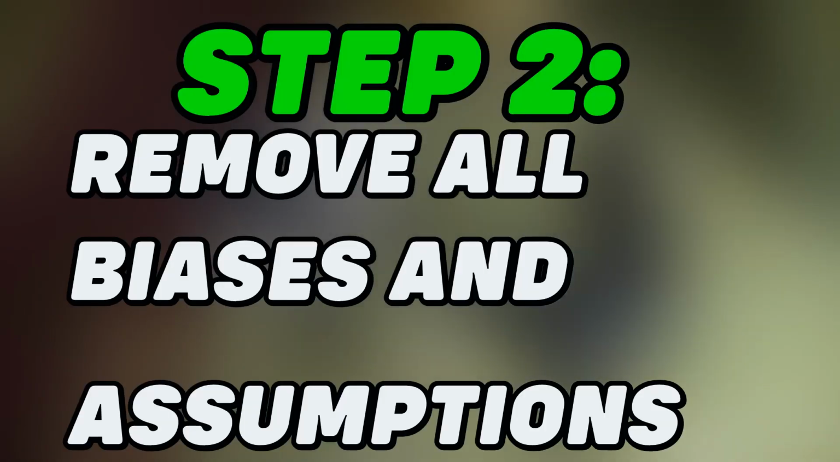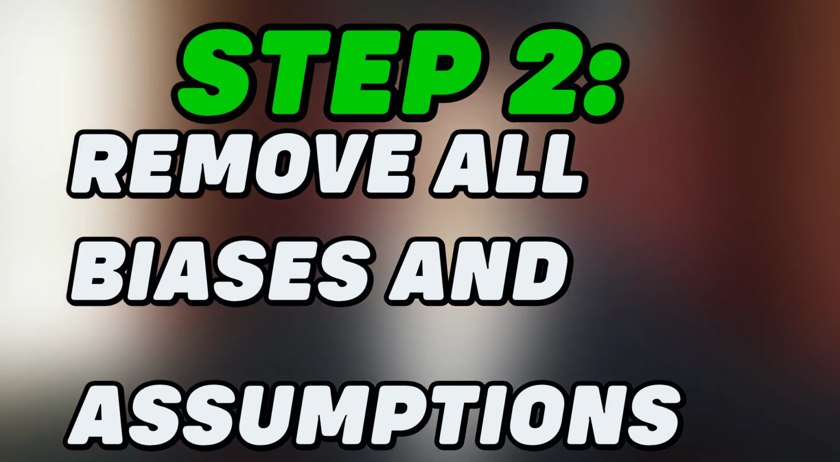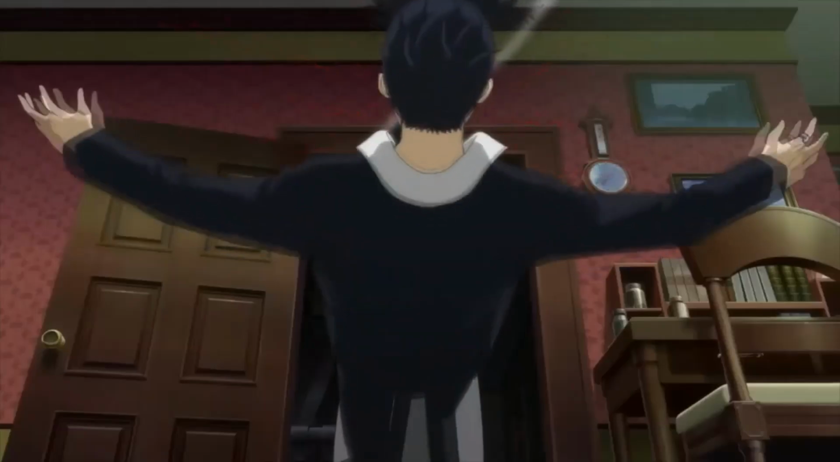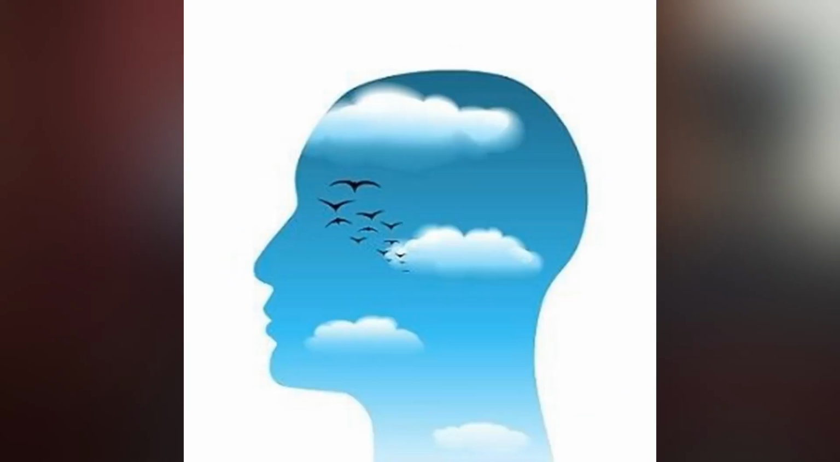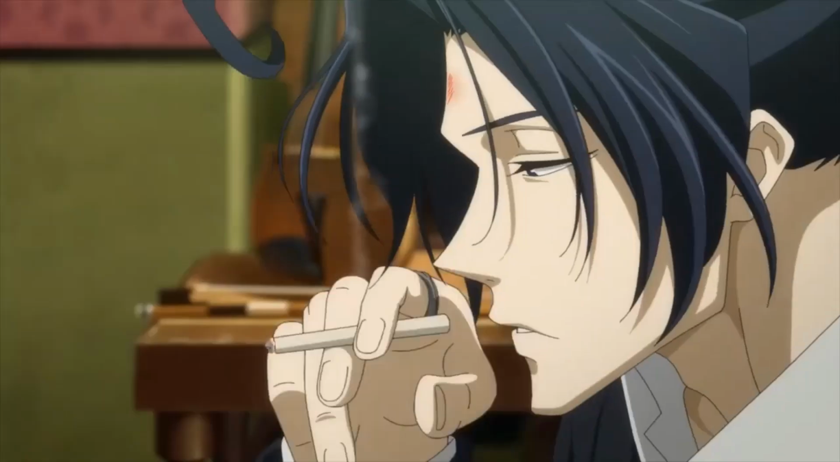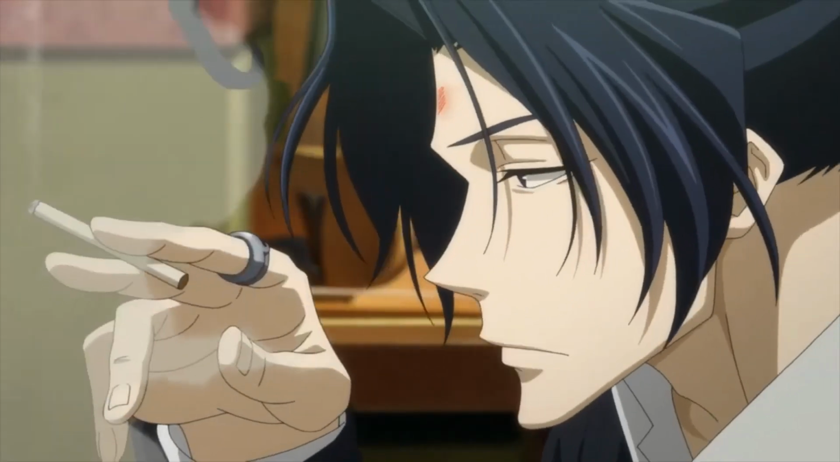Step 2. Remove all of your biases and assumptions. Before collecting any evidence, remove all your biases, prejudices, and assumptions and go ahead with a clear mind. Also remind yourself to do the same during the rest of the deduction process.